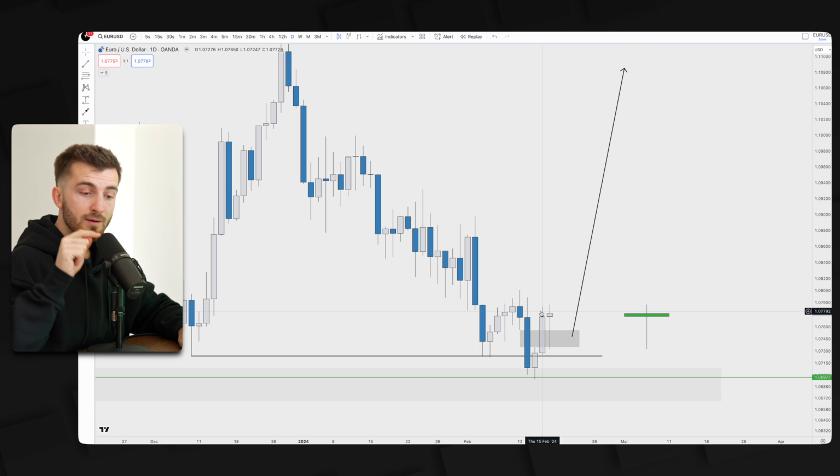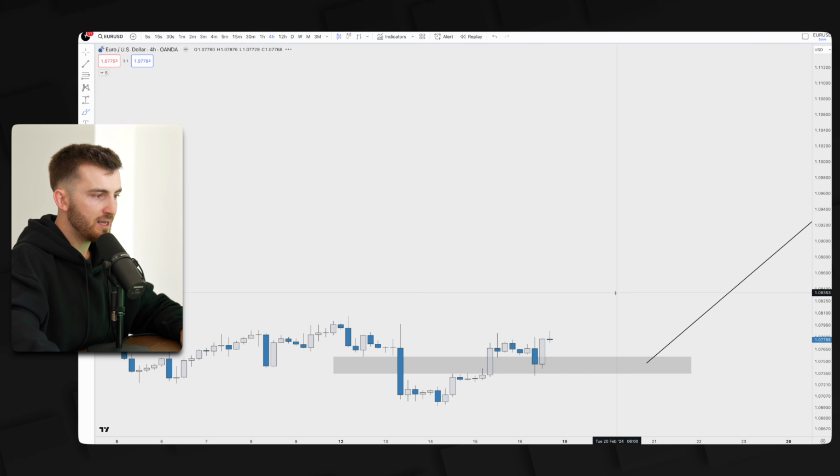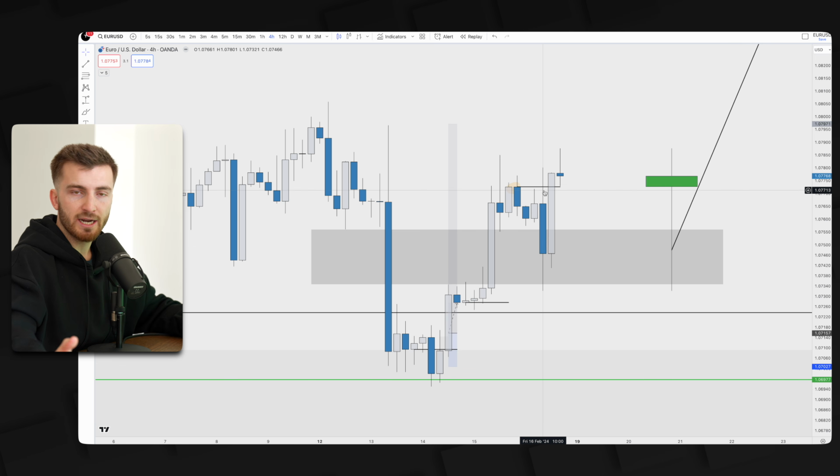I'm looking for manipulation. So I'm looking for the market to always move down and then proceed to move up. And so this is where we can see this extreme move down, moves towards the fair value gap, closes the fair value gap, and then retraces. But how did I enter?